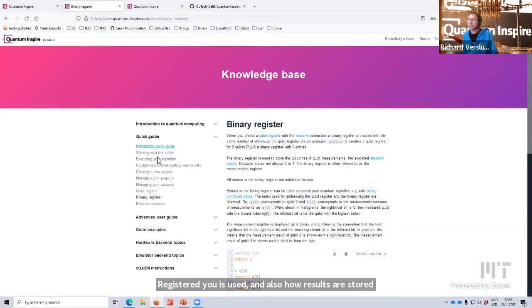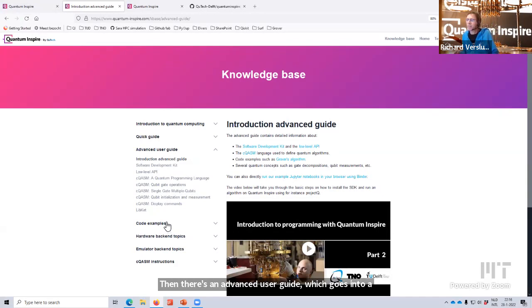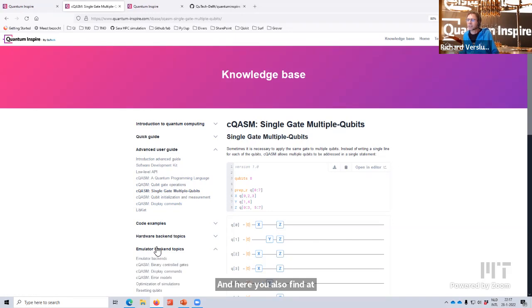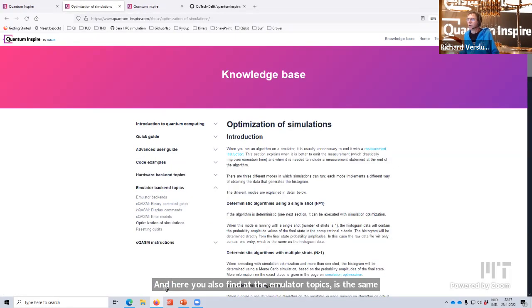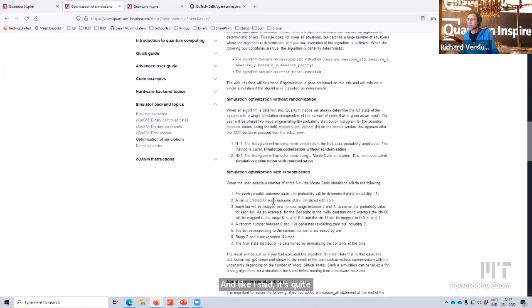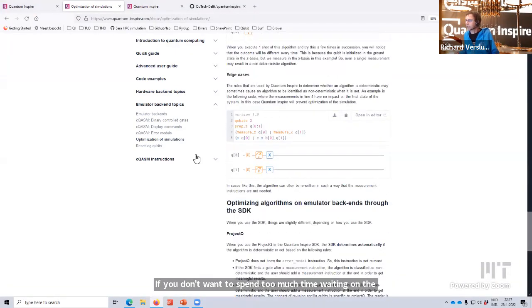So make sure that you read this if you're new to quantum programming. Then there's an advanced user guide, which goes into a little bit more detail about the SDK. And here you will also find some more specific things about our language, like specific qubit gate operations or single gate multiple qubits language phrasing that you can use. And here you also find the emulator topics, here's the section on optimization of simulations. And like I said, it's quite a list. But it's really important that you go through this in more detail if you don't want to spend too much time waiting on the execution of your algorithms.